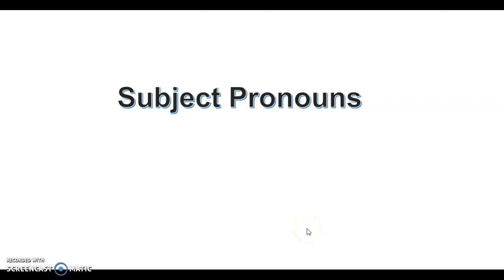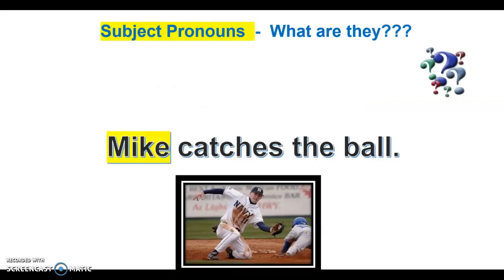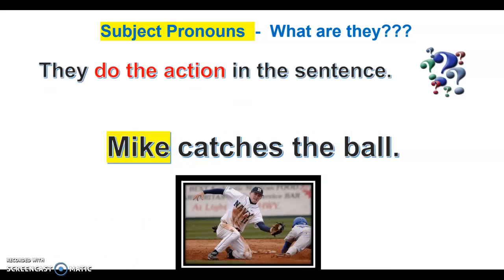Hola clase, today you're going to learn about subject pronouns. So what are they? The subject pronouns do the action in the sentence and they usually replace a proper noun.